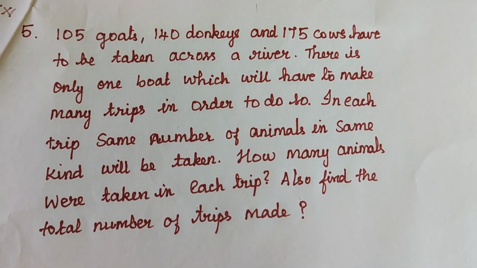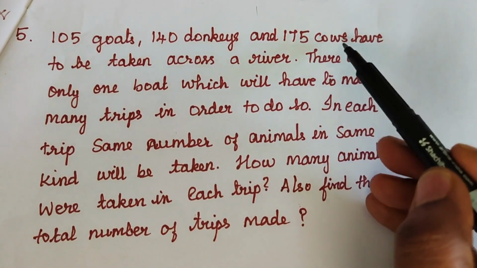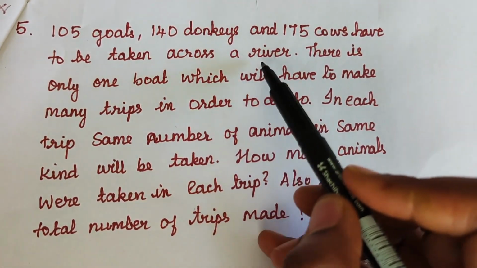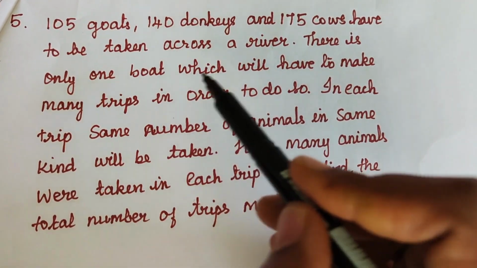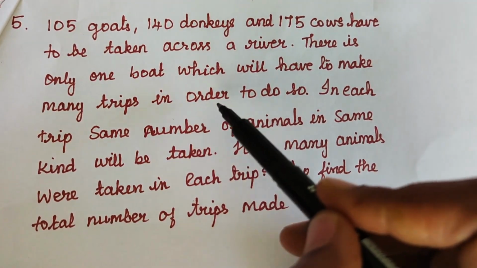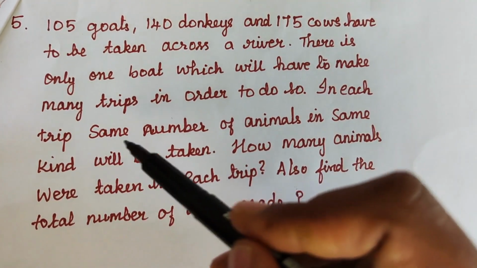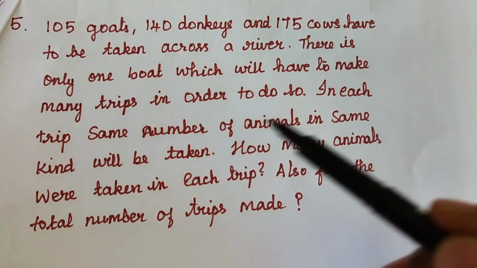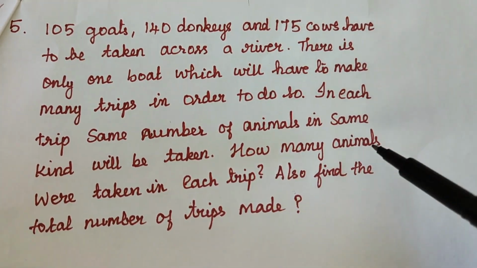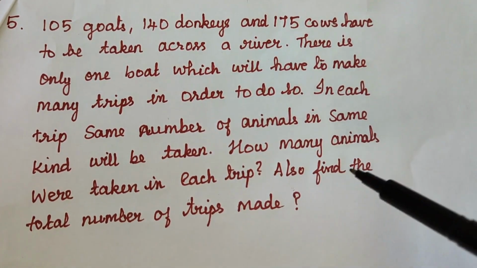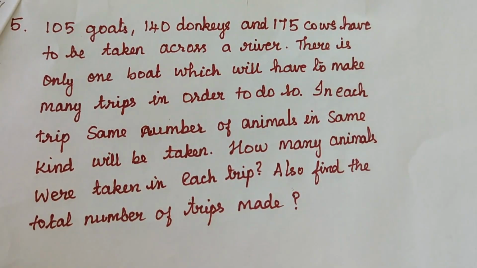Question number 5. 105 goats, 140 donkeys, 175 cows have to be taken across a river. There is only one boat which will have to make many trips in order to do so. In each trip, same number of animals of the same kind will be taken. How many animals were taken in each trip? Also find the total number of trips made.